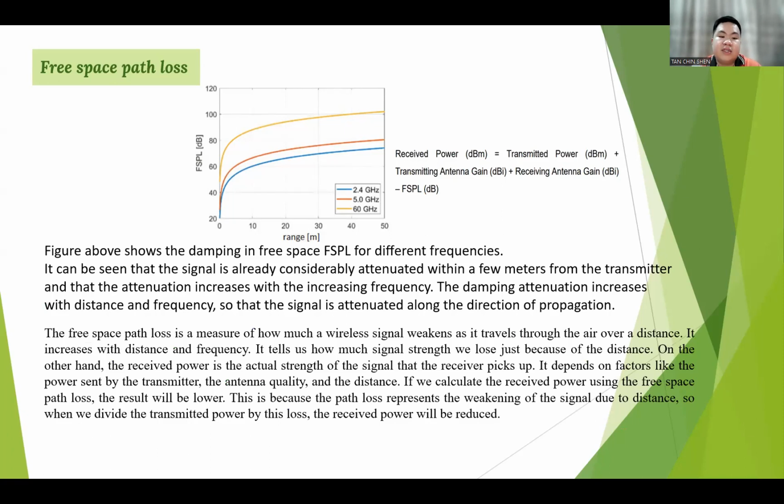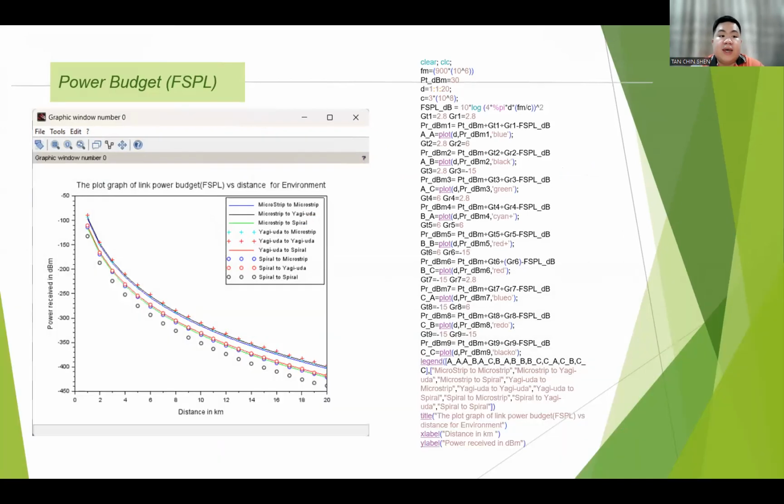On the other hand, the receive power is the actual strength of the signal that the receiver picks up. It depends on factors like the power sent by the transmitter, antenna quality, and the distance. If we calculate the receive power using free space path loss, the result will be lower. This is because the free space path loss represents the weakening of the signal due to the distance. So when we divide the transmitter power by the loss, the receive power will be reduced. Okay, so this is my power budget FSPL, the output graph, and the coding.